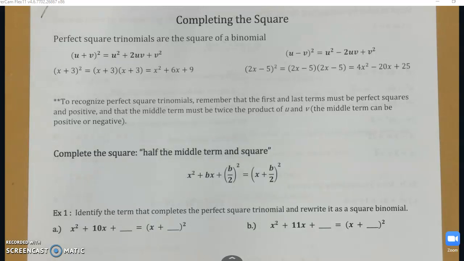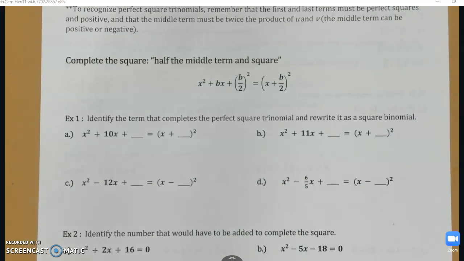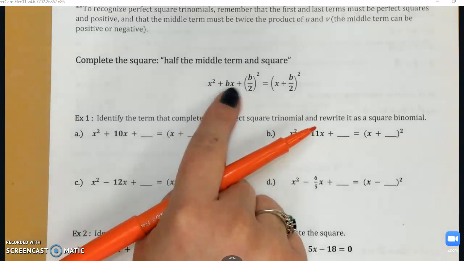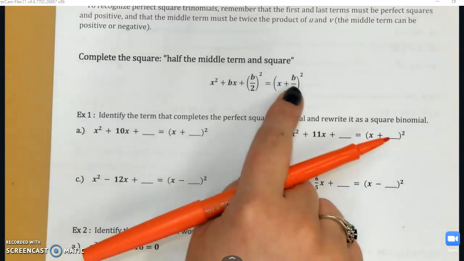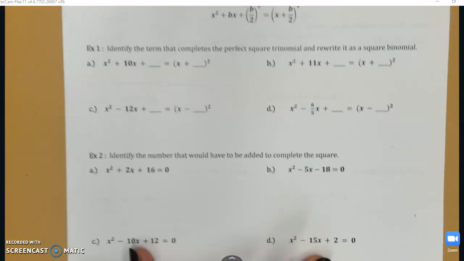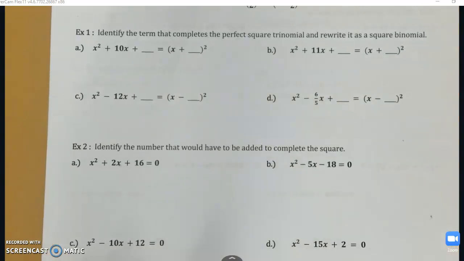So how do we complete the square? If I am wanting to make a perfect square trinomial, I'm going to take half of the middle term and square it. And that is how I get my squared binomial, which when I FOIL, I get my trinomial. So let's practice that first. On example set 1, we are just going to make perfect square trinomials.